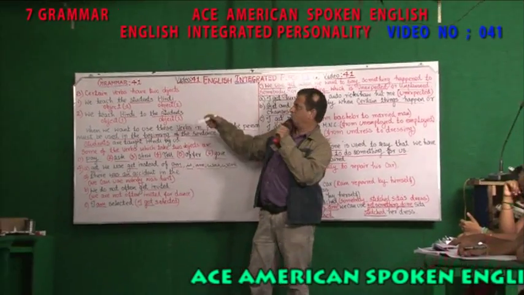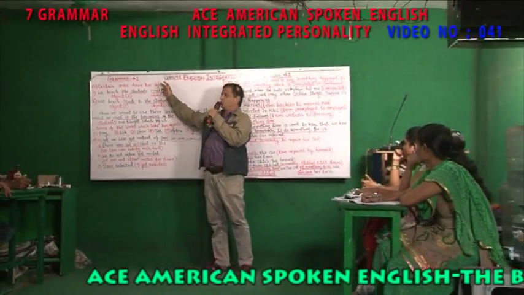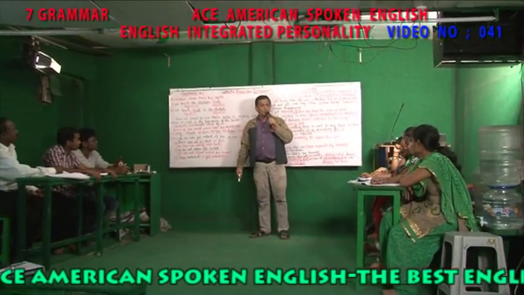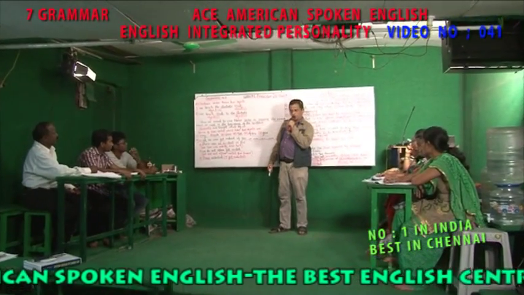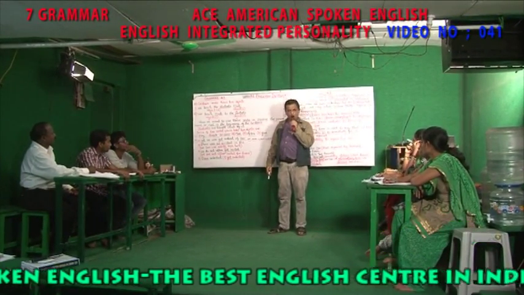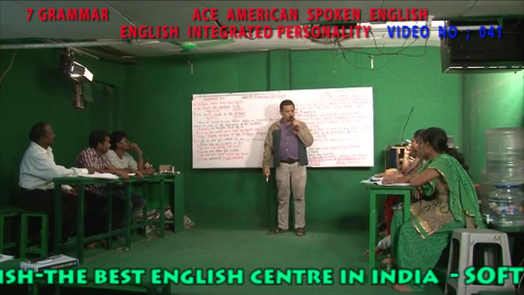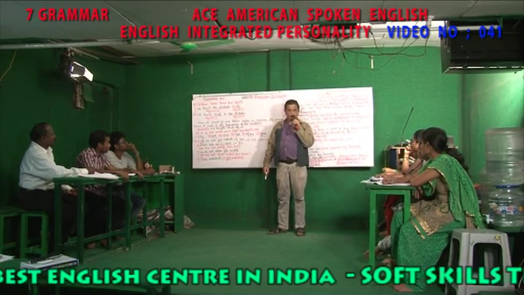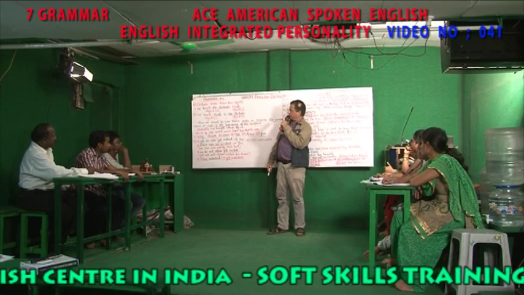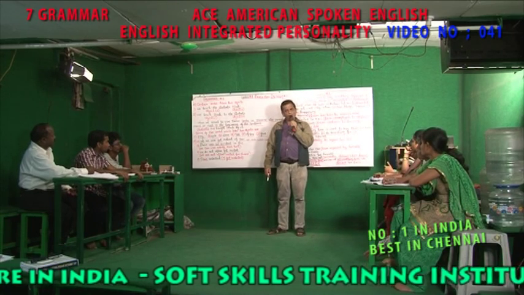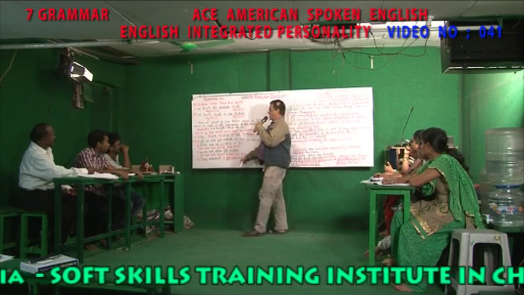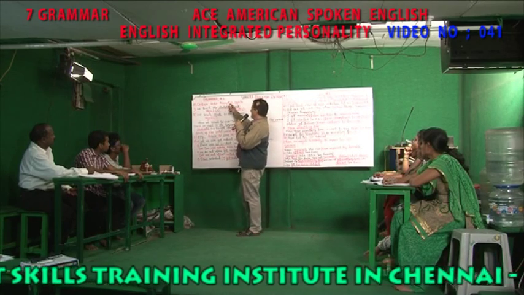Take your books. We have come to video number 41, grammar part 41. We have already seen articles, prepositions, tenses, modal verbs, direct and indirect speech, and we have come to active and passive voice. Certain verbs have two objects.